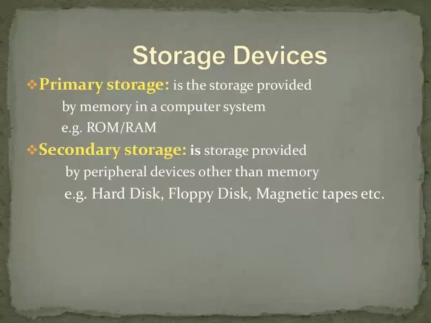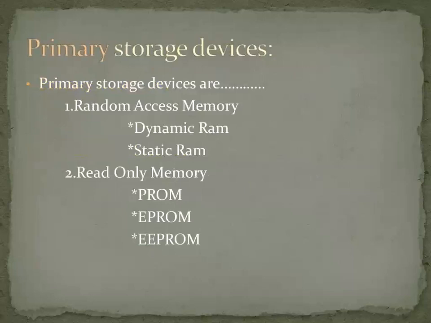Going to the next slide. Primary storage devices. Primary storage devices are of two types: random access memory and read only memory, as we have discussed earlier. Random access memory comes under dynamic RAM and static RAM, whereas the ROM comes under PROM, EPROM, and EEPROM. So, these are the types of random access memories and read only memories.